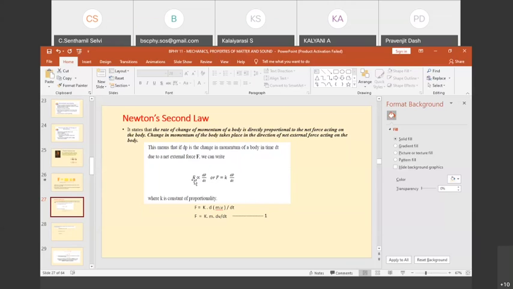So if you are removing the proportionality symbol, we have to add some constant. This is your first class, so I am going slowly, and based upon these things only we are going for the remaining. If you remove the proportionality, you have to add some constant: F is equal to k into dp by dt. K is a constant of proportionality, so F is equal to k into d by dt of p.